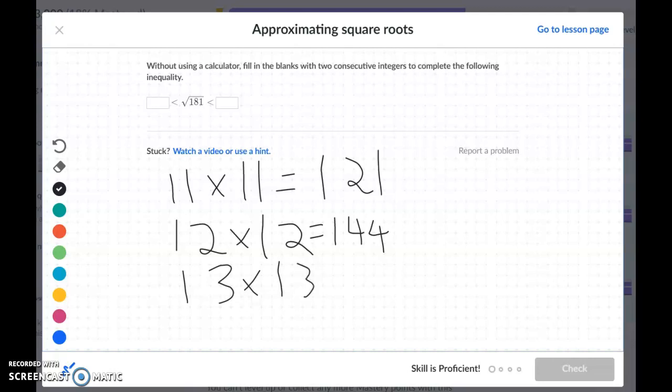13 times 13, and what I'm trying to do is get close to 181. 13 times 13 is 169, I believe. Pretty sure it's 169. I'm going to actually use my calculator on my phone. I know I'm cheating. Okay, yeah, it is 169. And then 14 times 14 is 196. Okay, so I have now gone above 181.